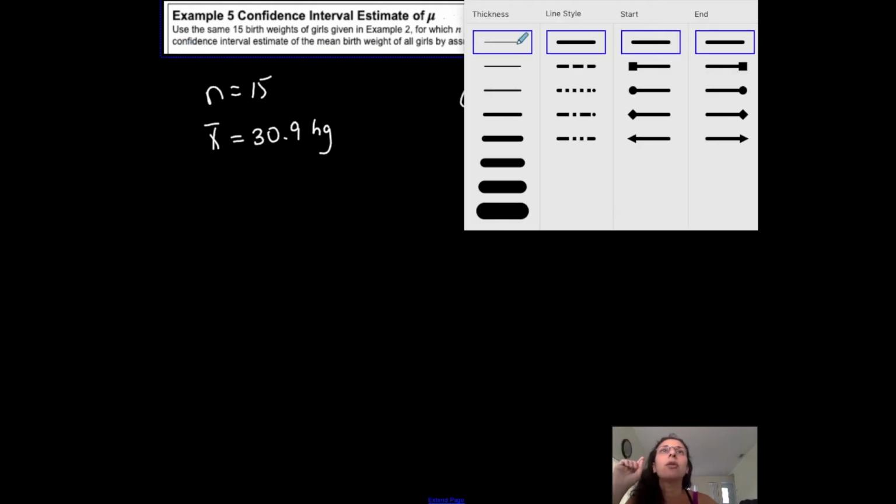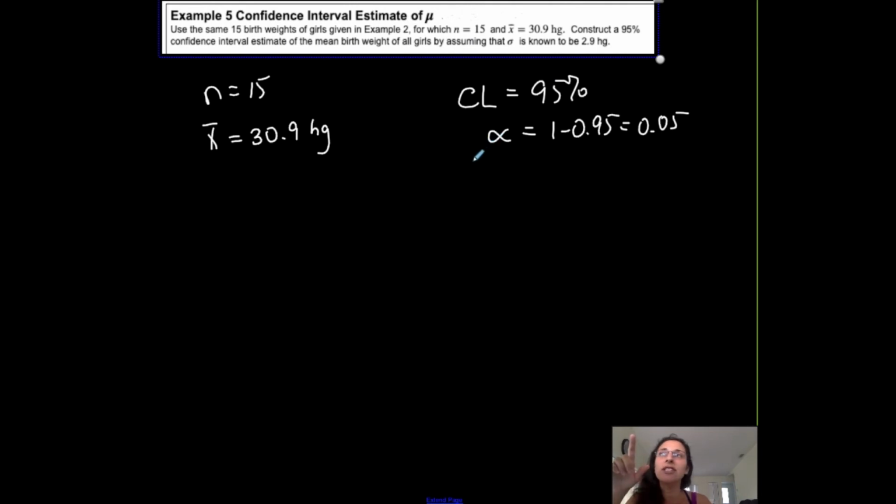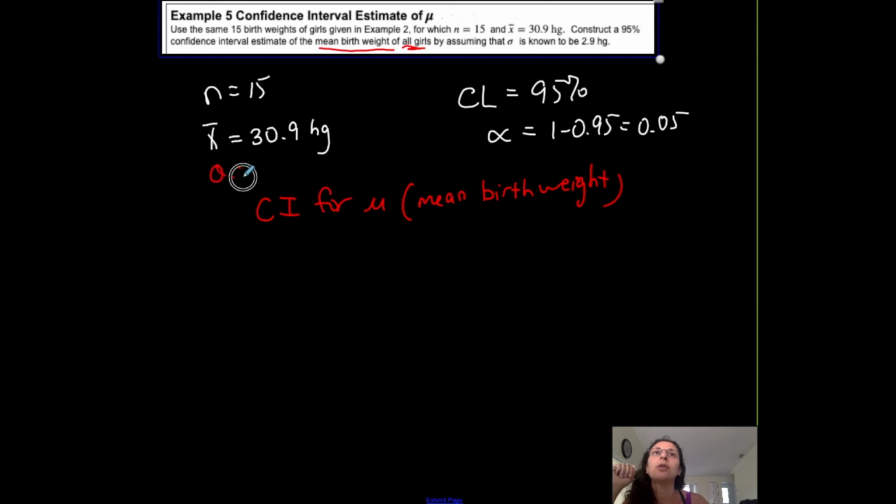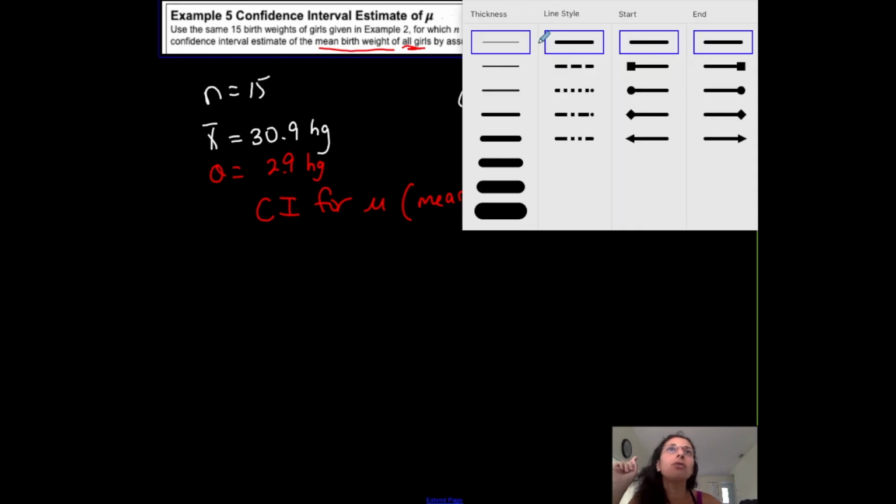Now, don't forget also that you're going to have a combination of different confidence intervals. Construct a 95% confidence interval estimate of the mean birth weight. I want a confidence interval for mu, where mu is your mean birth weight of all girls of the population, assuming that sigma is known now. Sigma is known to be 2.9 Hg. So I'm going to read it again, look at the information that I gathered, and then figure out what method I should use.